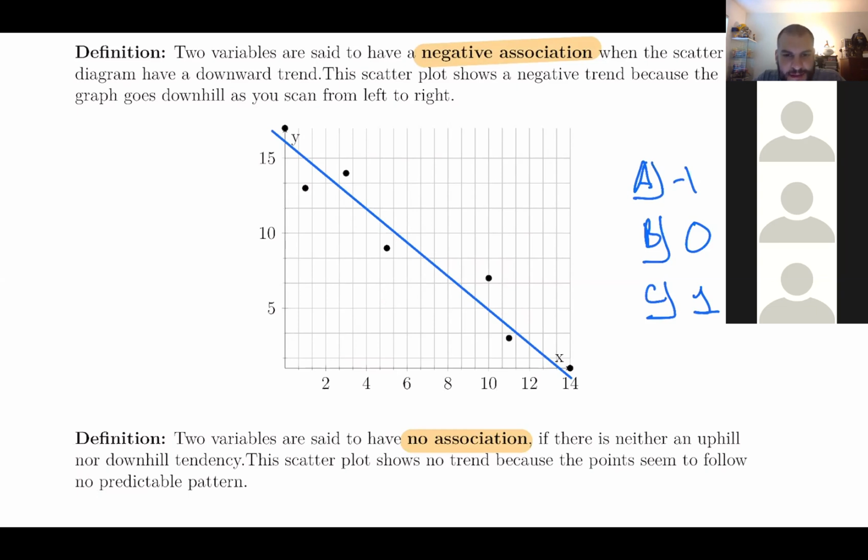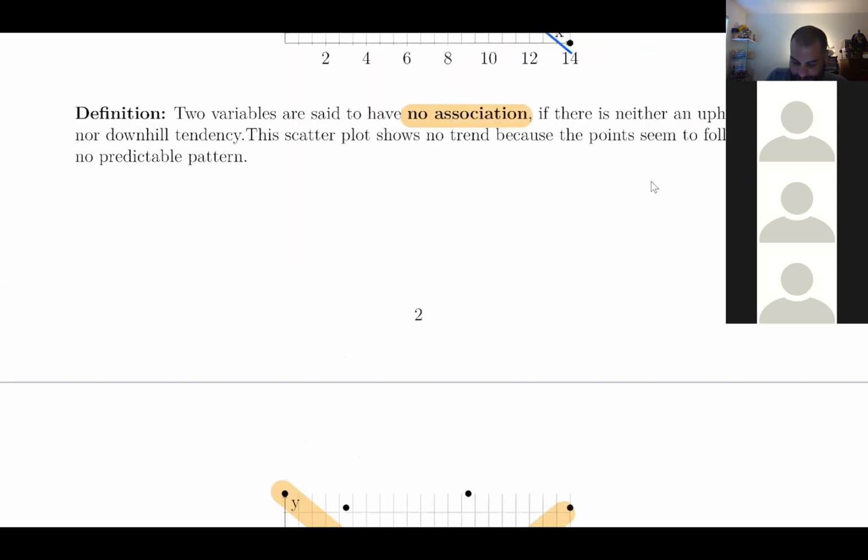All right, so let's stop this poll. Let's share. If you look, 100% of you said A. So let's look at it. Since it's going downward, you know it should be a negative association. And since, if you look at the scatter plot, it looked like a line, yeah, it should be A. So A is your correct answer. Good job. All right, so let's do this last one.